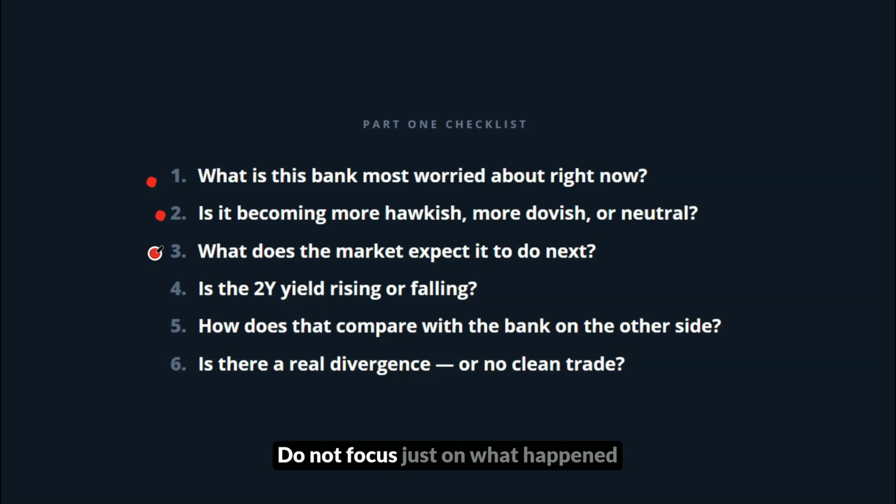Do not focus just on what happened before, but focus on what the market expects the central bank to do next. Look at the 2-year yield. Is it rising? Is it falling? That signals the attractiveness or not of a currency in the chart. Compare the attractiveness of two currencies. Which one is getting more attractive? And with all that, analyze if there is a real divergence between two currencies. If you can't find this contrast, you don't have a clear central bank trade to take in this case.